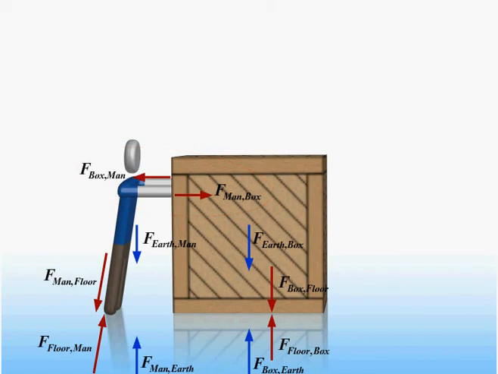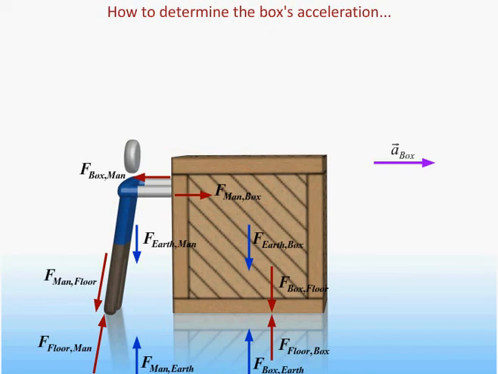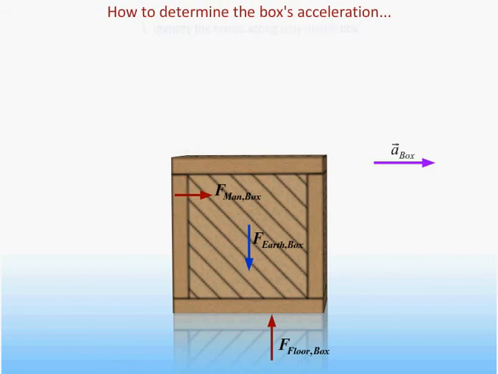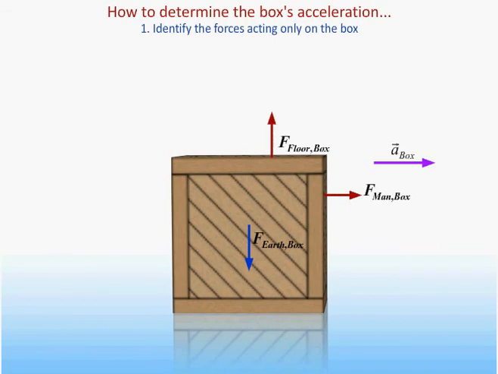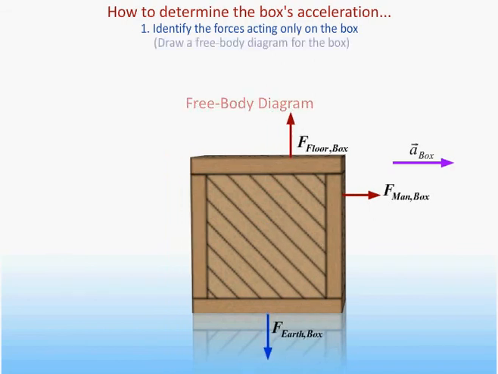Suppose we want to calculate the acceleration of the box. How do we go about doing that? Well, the key step is to realize that the only forces which are relevant to this problem are the ones that act on the box. All of the others can be ignored. A diagram showing only these forces is called a free body diagram for the box.